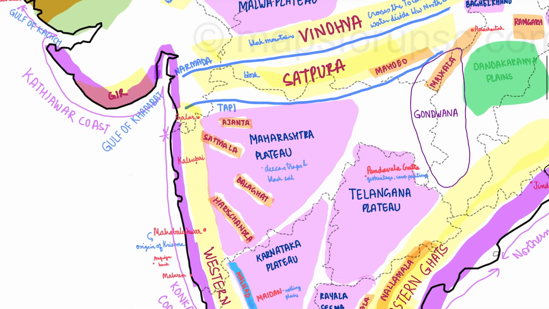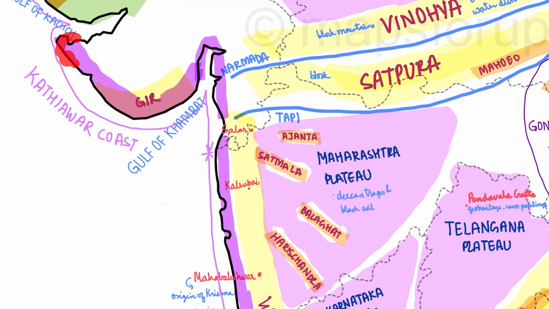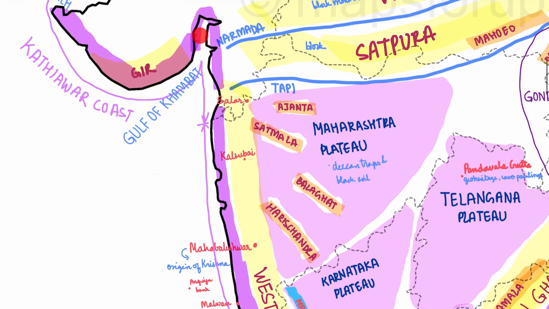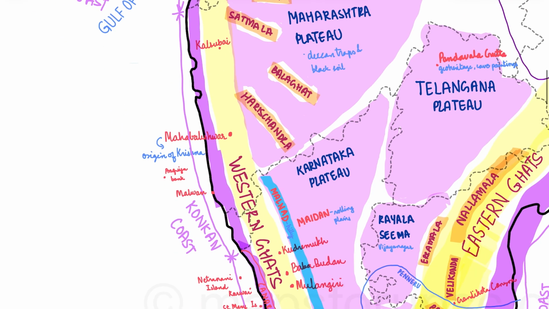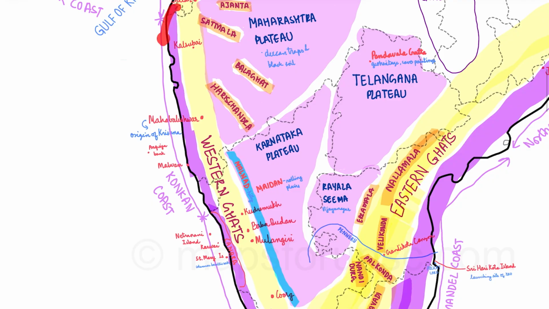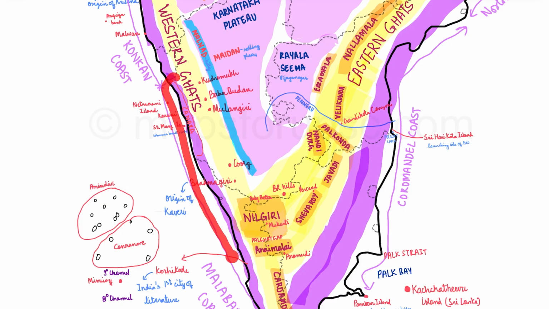So the coast. This area is the Kathiawar coast, right till here, covering parts of Gujarat. Then the Konkan coast, covering Maharashtra as well as Goa. And then we have the Malabar coast, covering parts of Karnataka and Kerala.